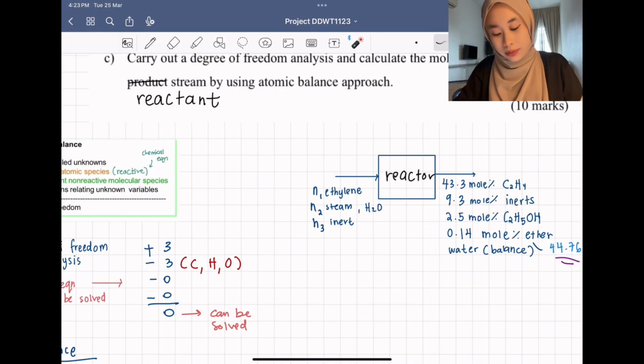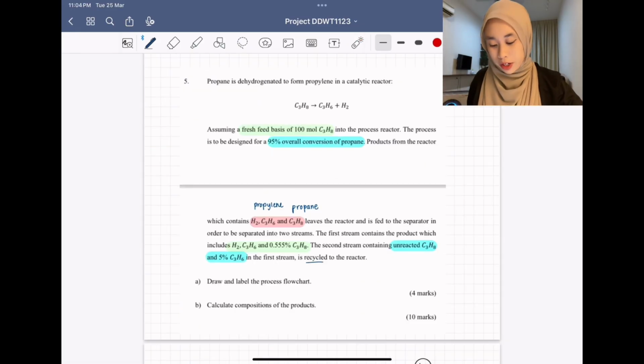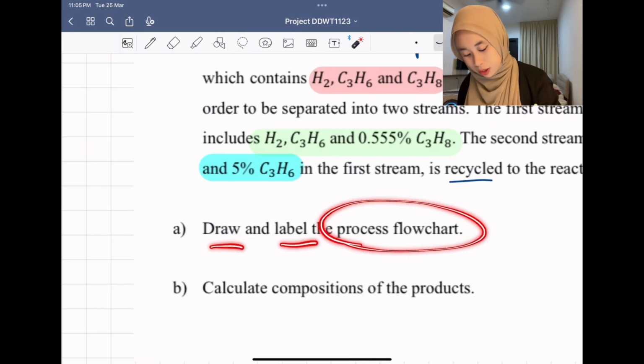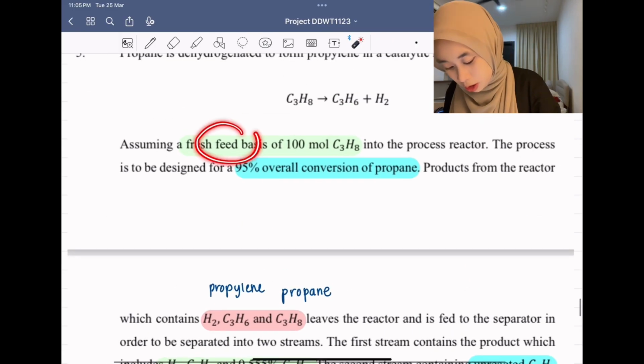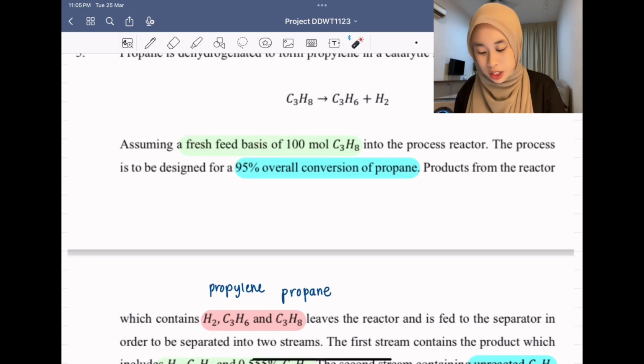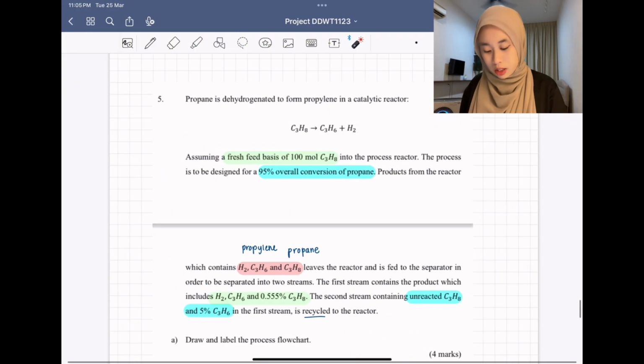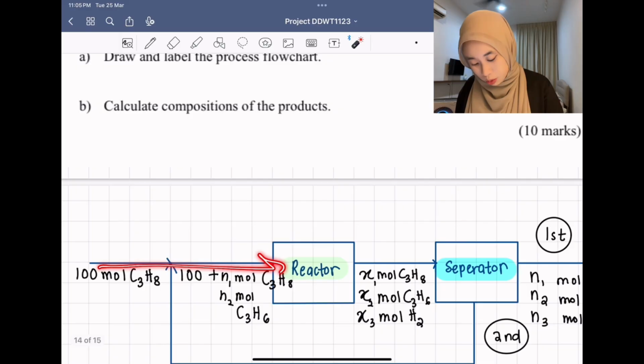Okay, so let's move on to question 5. A, disuruh draw and label process flowchart. Kalau kita nak draw flowchart, kita kena baca one by one. Assuming a fresh feed basis, feed tu adalah input, basis of 100 mol C3H8 into the process reactor. Maksudnya 100 mol C3H8 tu adalah input kepada reactor. So kita buat arrow masuk sebab dia adalah input. 100 mol C3H8 masuk reactor.